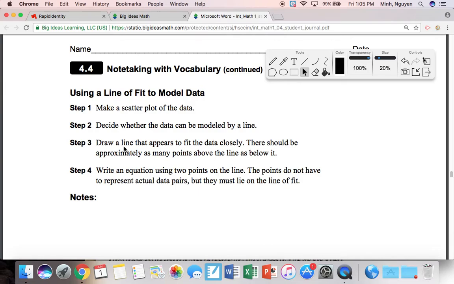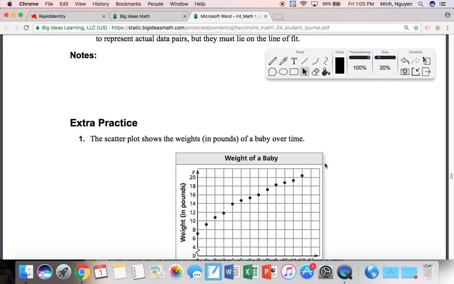Write an equation using 2 points on the line. The points do not have to represent actual data pairs, but they must lie on the line of fit. So when you have 2 points, you now have the skills to make a line, finding the slope using y2 minus y1 over x2 minus x1, and then using the point-slope form. What does that look like?